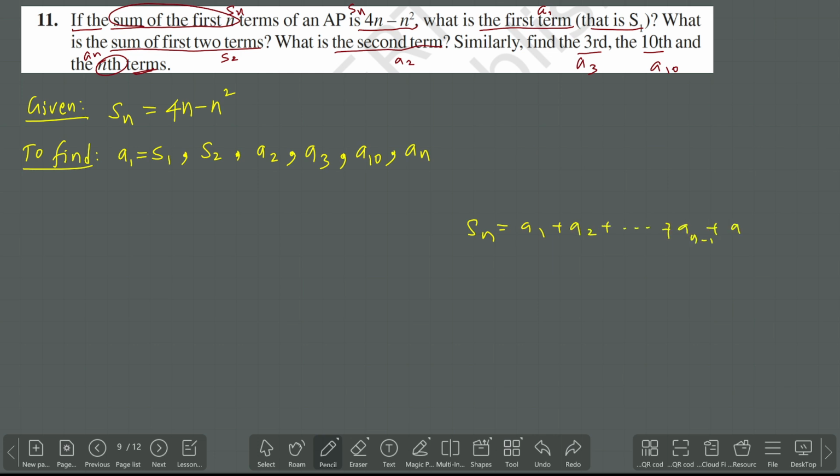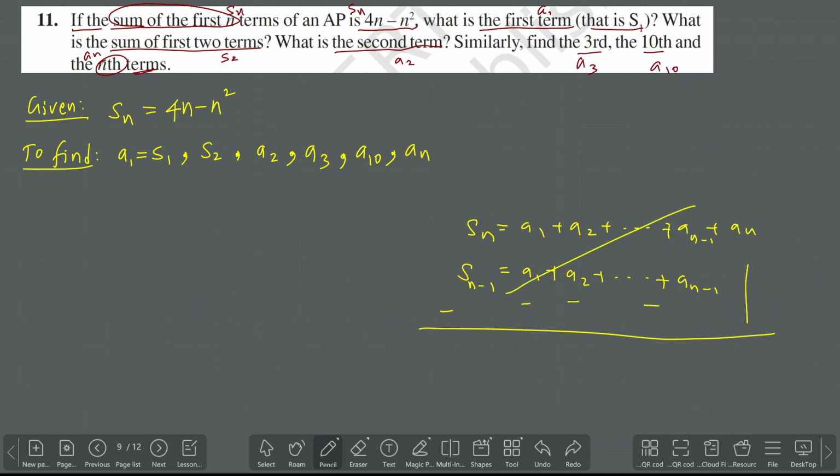Sum of first n terms of the AP. Suppose I take Sn minus 1, what does it mean? Sum of n minus 1 terms of the AP. When I subtract each, what will happen? Everything will cancel. Which alone will be coming?